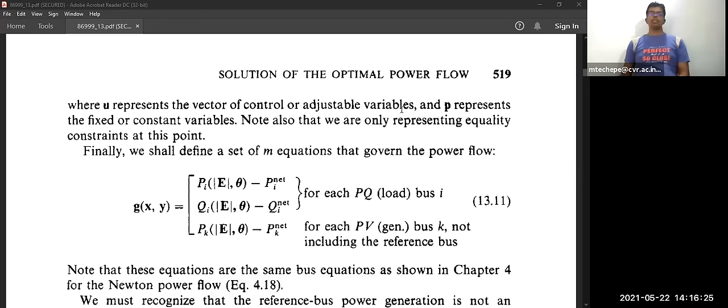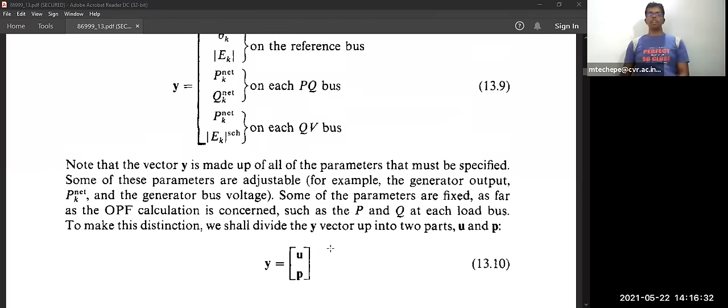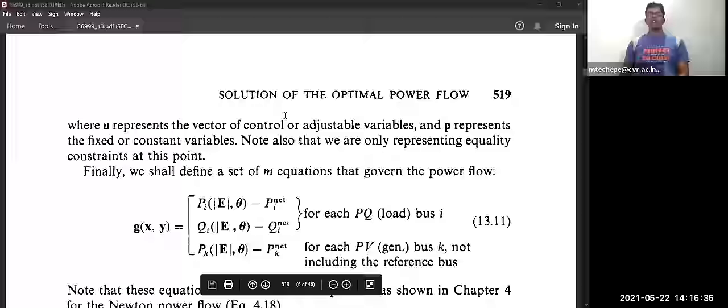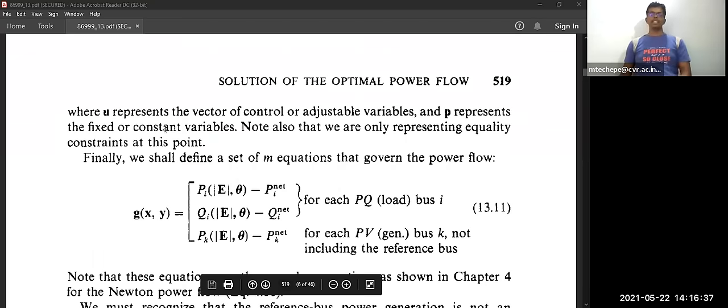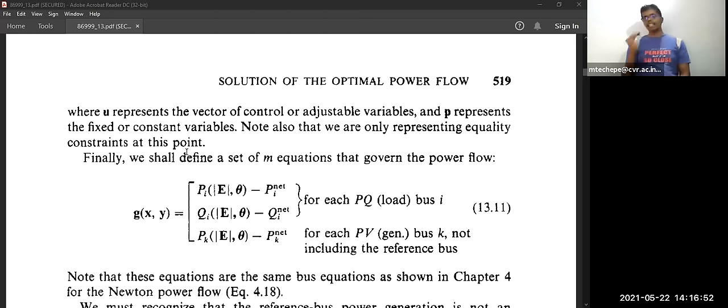So u represents the control or adjustable variables, and p represents the fixed or constant variables. Note that we are also only representing equality constraints at this point. So we are not representing inequality constraints. For simplicity, we are neglecting the inequality constraints, and only representing equality constraints.